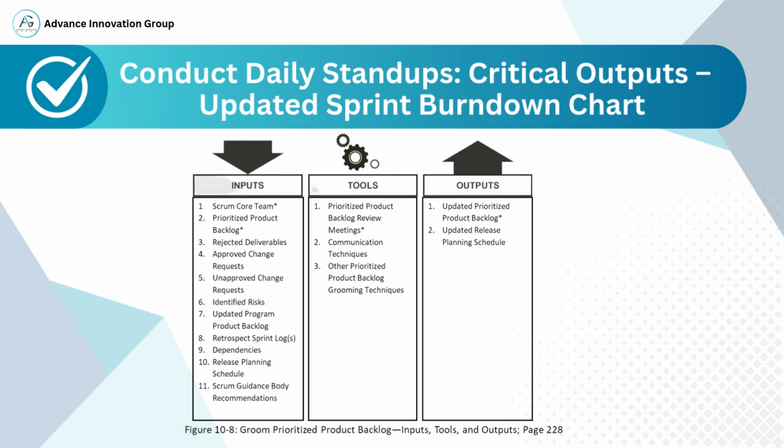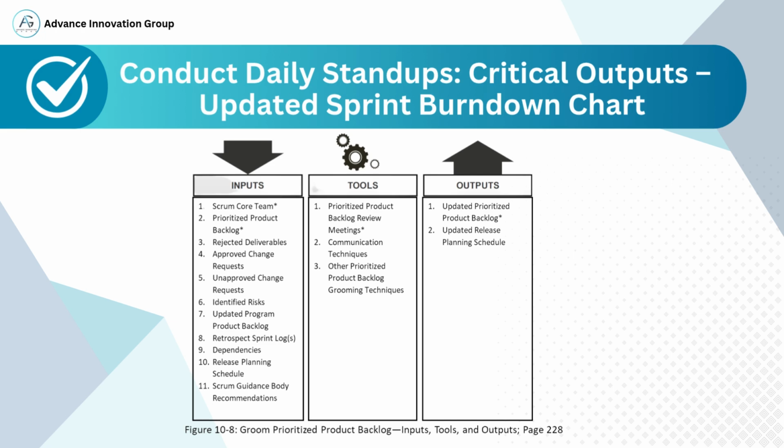1. Scrum Core Team involves the Scrum Master, Product Owner, and Development Team. 2. Prioritized Product Backlog. The backlog sorted based on business value and urgency. 3. Rejected deliverables. Items that did not meet acceptance criteria in the previous sprint. 4. Approved change requests. Client-approved modifications added to the backlog. 5. Unapproved change requests. Pending approval but considered for discussion. 6. Identified risks. Known risks that may impact progress or delivery.